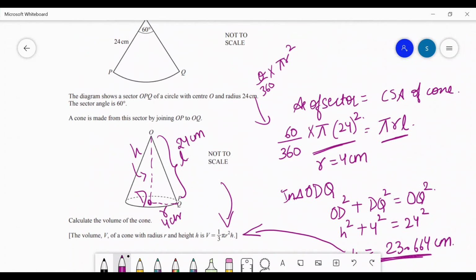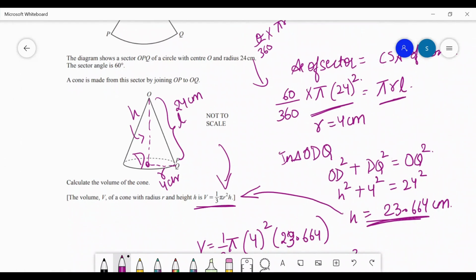So what we've basically done in this question is we have turned a sector into a cone. That means the area of the sector is going to be the curved surface area of the cone. So we equated that to get the radius of the cone, because we have to know the radius and the height as well. With that, we used the Pythagoras theorem to find out the height, and eventually we used this formula to find the volume.